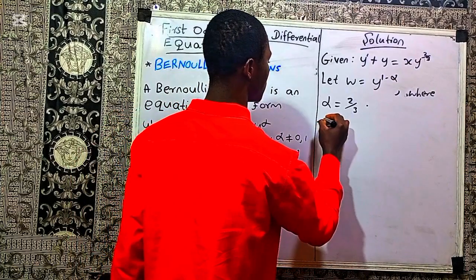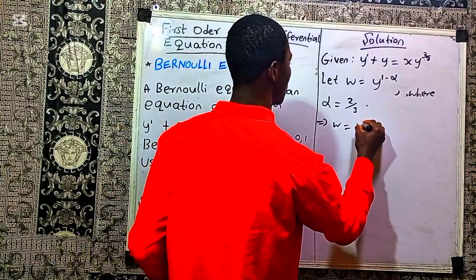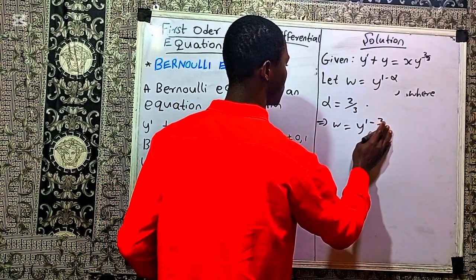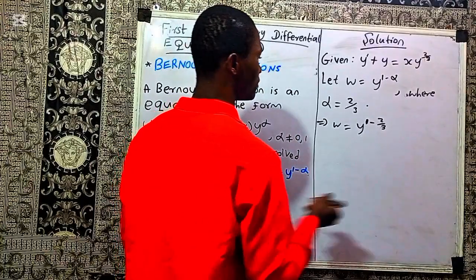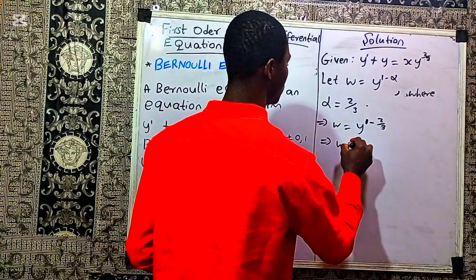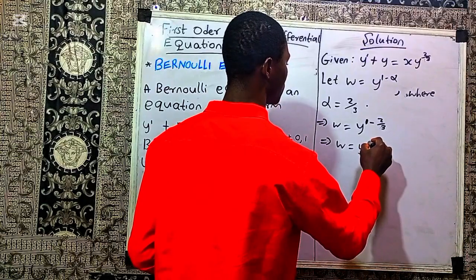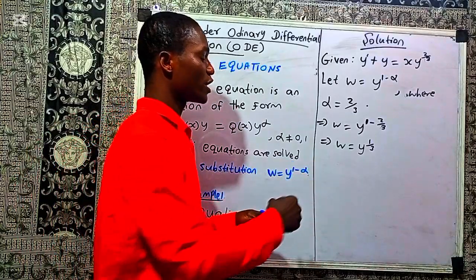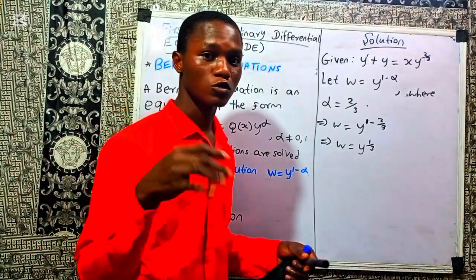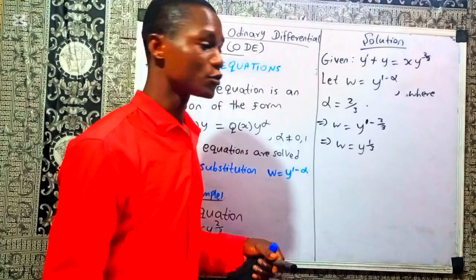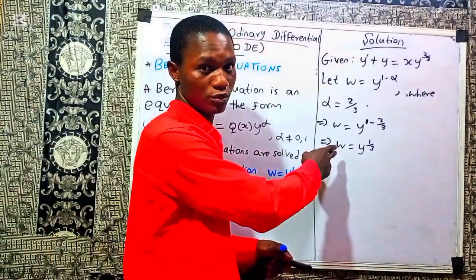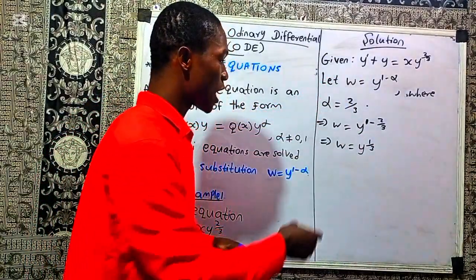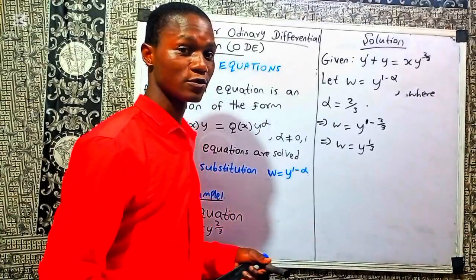So this implies that w is equal to y raised to power 1 minus 2 over 3. So this simply implies that w is equal to y raised to power 1 over 3. What we are going to do is to make y the subject of the formula, because we want to substitute for y. So we want to write y in terms of w, so that after that we can substitute y for w here.